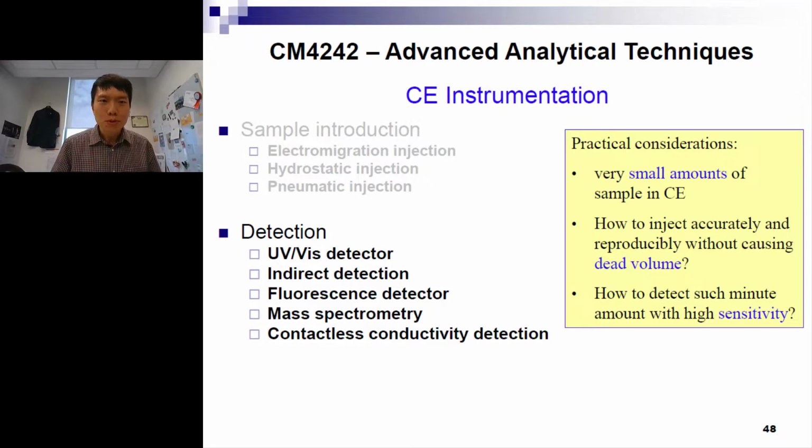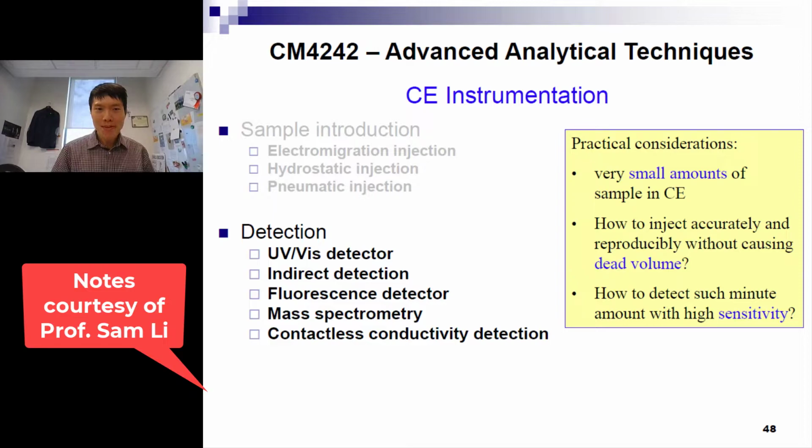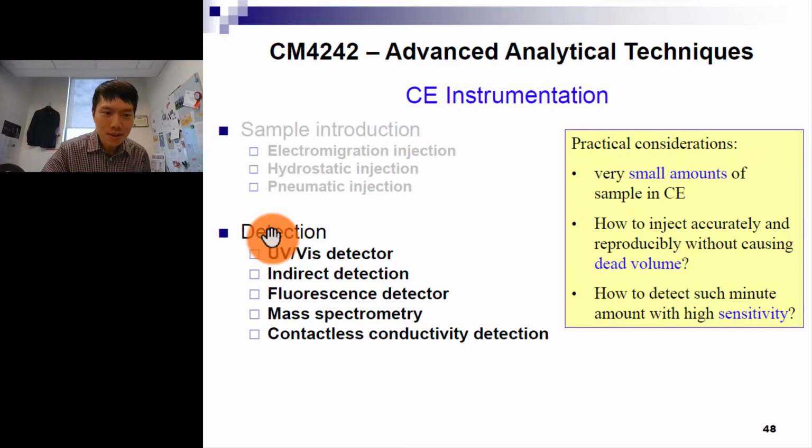Hi students, welcome to this part of the Capillary Electrophoresis instrumentation, and here we're going to speak about the detection methods. There are a few very prominent detections you have to learn. One is the UV-vis detector, followed by the indirect detection, fluorescent detection, mass spectrometry, and contactless conductivity detection, the CCD.